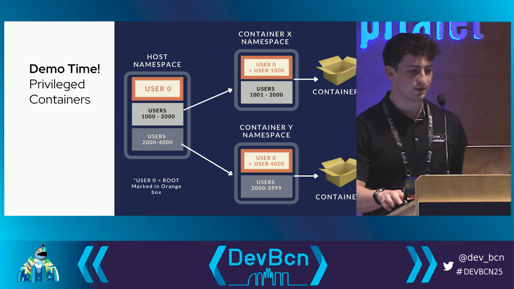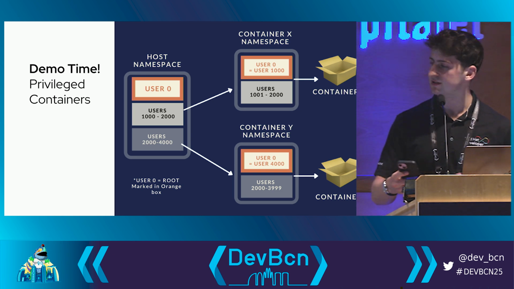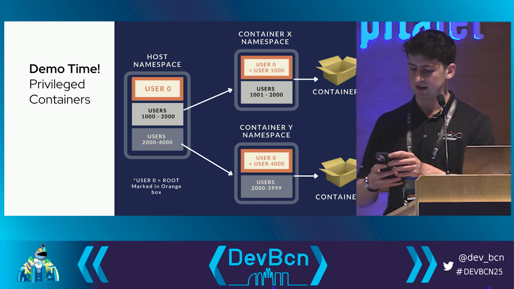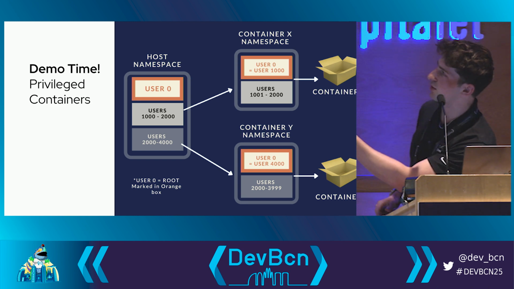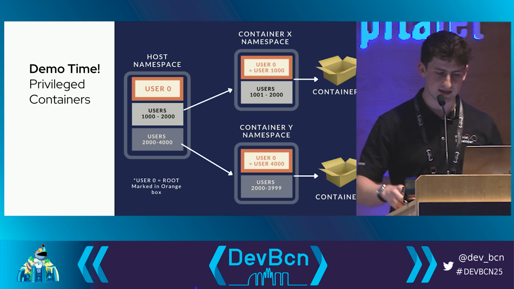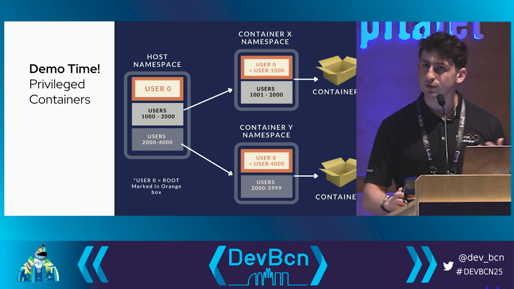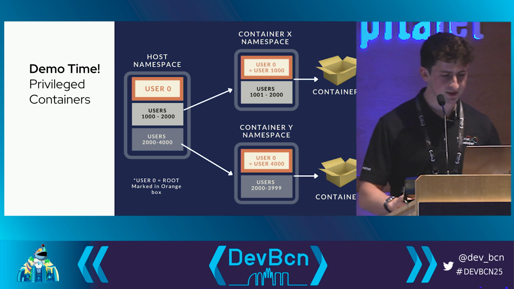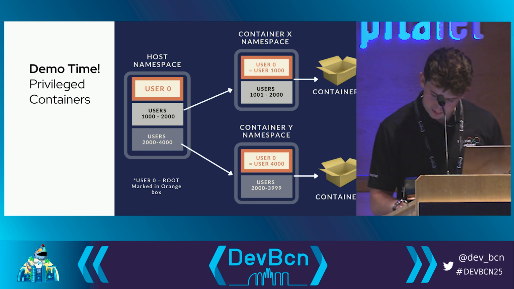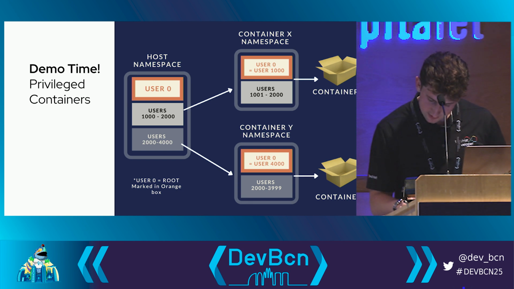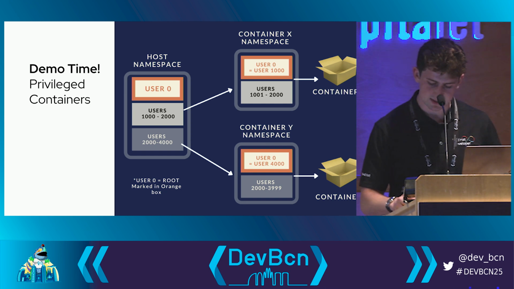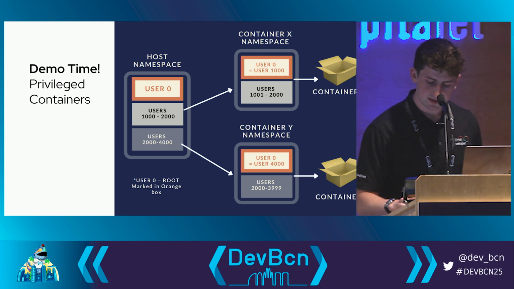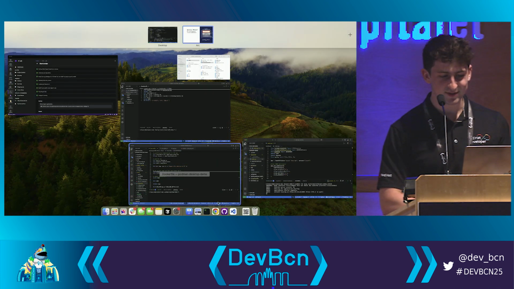So really quickly, I want to talk about privileged containers. So what's happening here is specifically with Podman. So let's say we're on the host namespace. This could be my laptop right here. I have my root user, which is user 0, but I also have all the non-root users. And what we're going to do, and let me bring up something here to help me with this demo, is spawn a container, and I'm going to show you how this actually works with this namespace mapping.